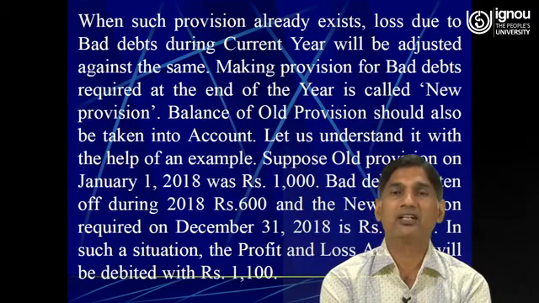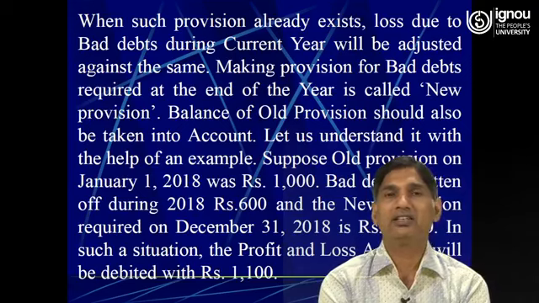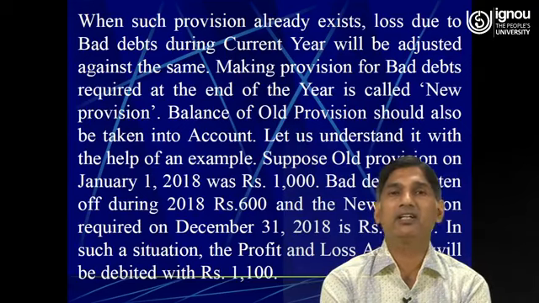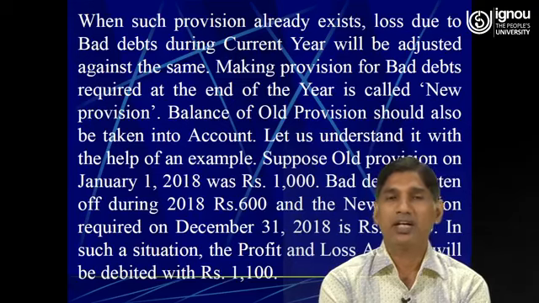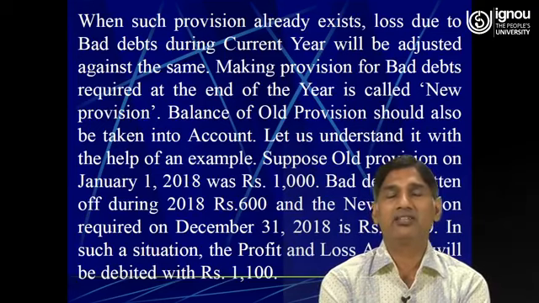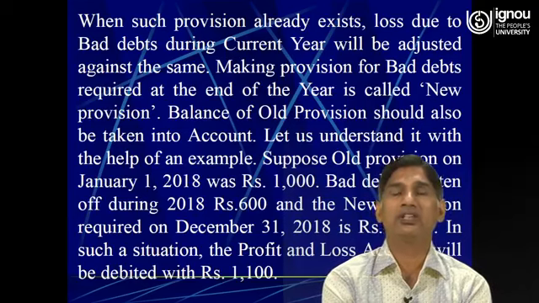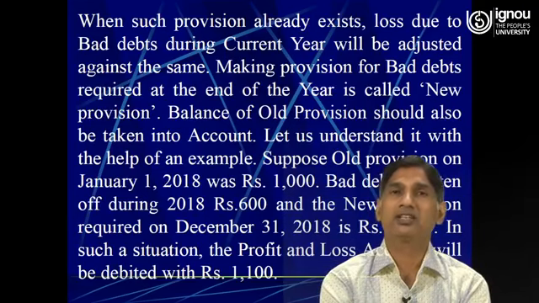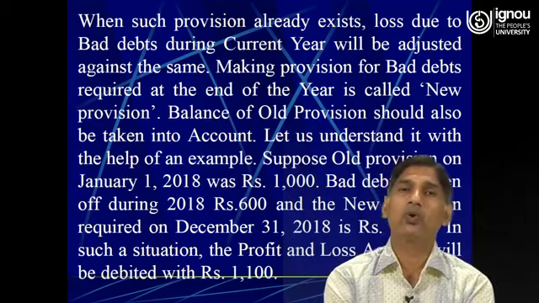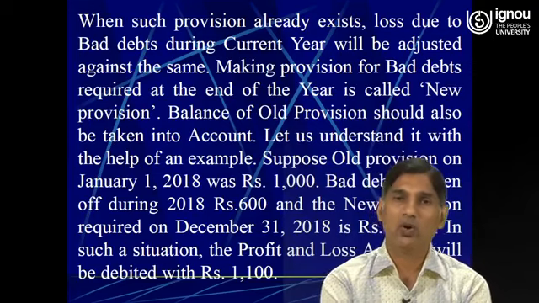Again I repeat the equation. Bad debts, the amount provided in the trial balance, is 0, plus further bad debts, the amount of bad debts provided in additional information outside the trial balance, which is 600, plus new provision of 1500. The total is 2100, minus old provision of 1000. Therefore, the net amount is 1100, which is to be debited to the profit and loss account.